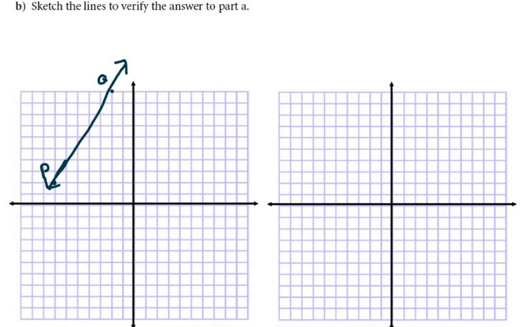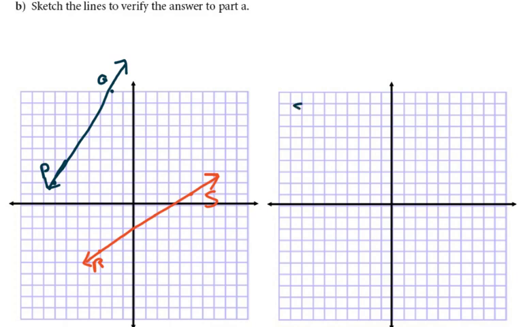R is at negative 3, negative 4, so left 3 and down 4. S is at 5, 1, so right 5, up 1. And connect those with a line as well. And just judging by the drawings, these lines don't look overly parallel, they don't look overly perpendicular, but in order to be absolutely sure, we need to look at the slopes.